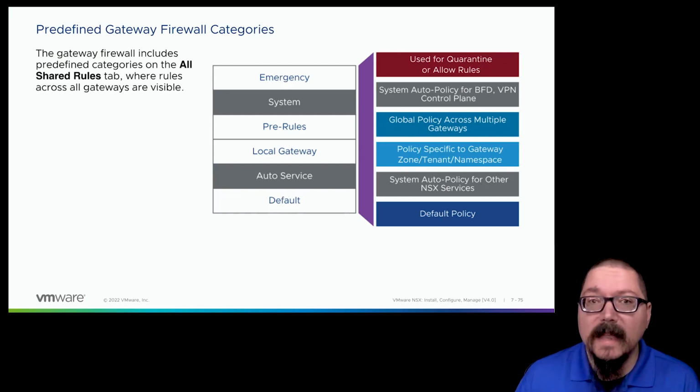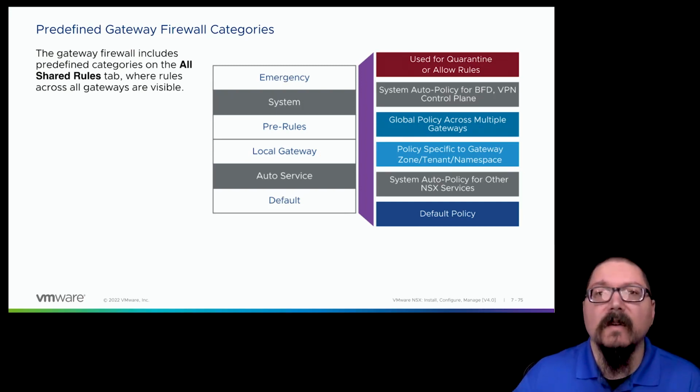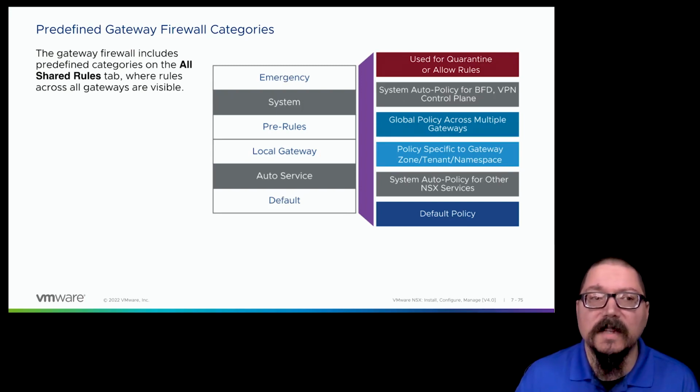Now, we may put rules in the pre-rules category. We're going to put rules in the pre-rules category when they are configured to apply to multiple gateways. In other words, if a rule applies to more than one gateway, we probably want to process that rule first, and so it's going to be placed in this pre-rules category.